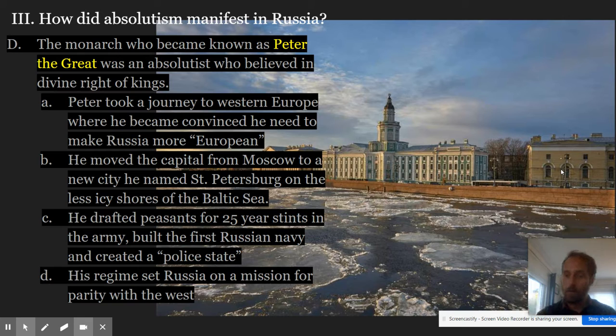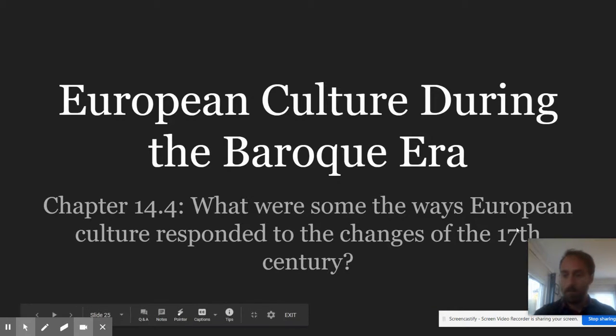And he's doing this all because he sees Russia as being weak compared to these Western countries who are developing colonies and wealth from, frankly, those colonies in America. So Russia's trying to play catch up. Okay.